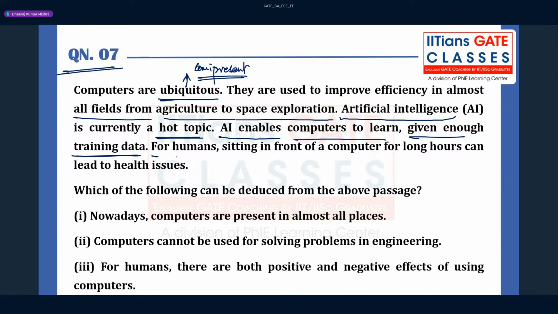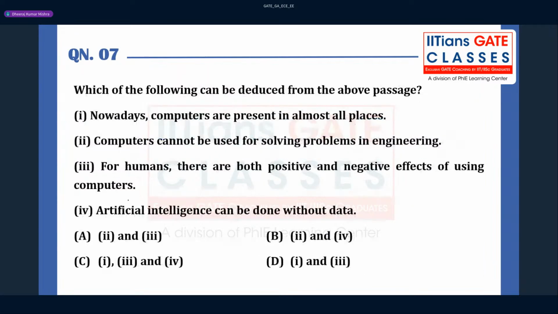Okay, for humans, sitting in front of a computer for long hours can lead to health issues, right? See, sometimes you can understand from this line, for humans sometimes computers are advantageous also. And if you sit in front of the computer for longer hours, it might also lead to health issues, right? Kind of mental stress or different kinds of stress, right? So which of the following can be deduced from the above passage, right? So this passage is totally comprehended, right? So let us read the options here, right? So which of the following can be deduced from the above passage, right?